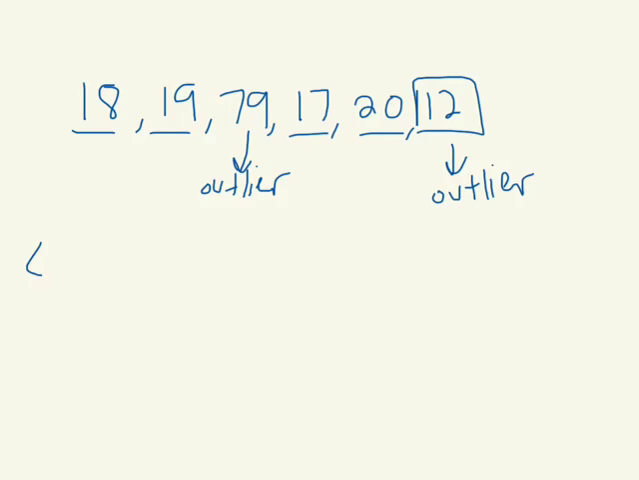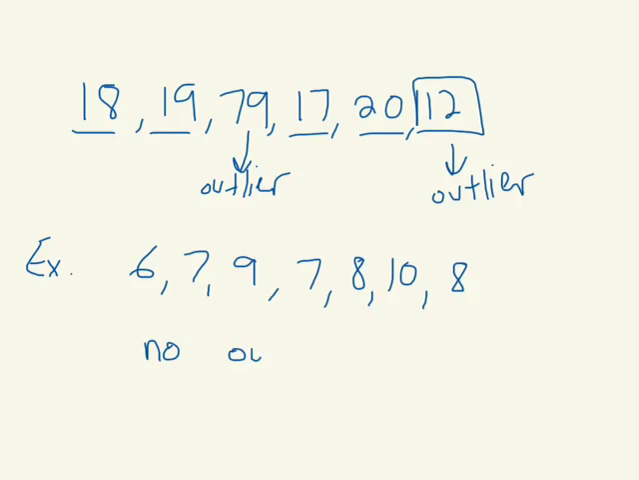It's also possible to have a set of data that wouldn't have any outliers. So if we had another example, how about 6, 7, 9, 7, 8, 10, and 8. If we look at that, it's all pretty close numbers there. So that would be a set of data that we would say has no outliers, and that's okay as well.